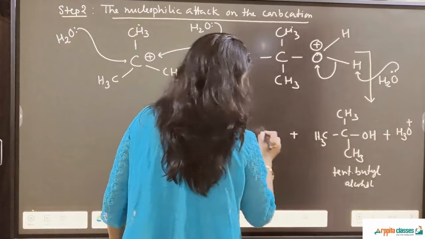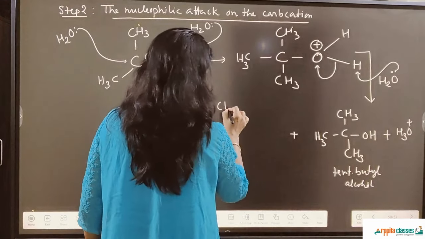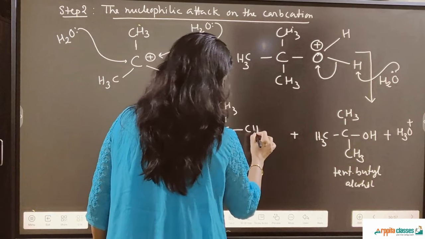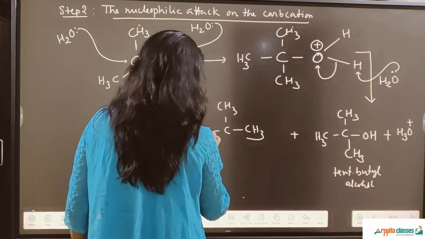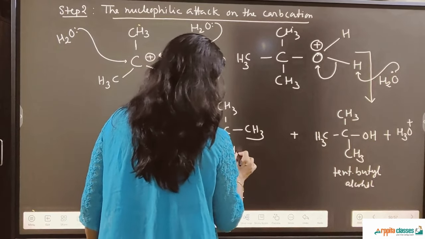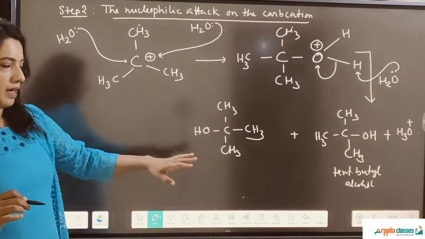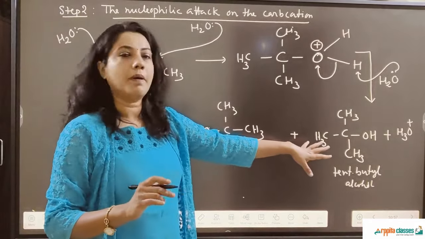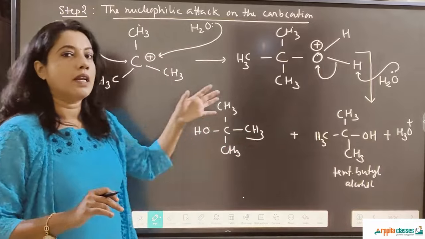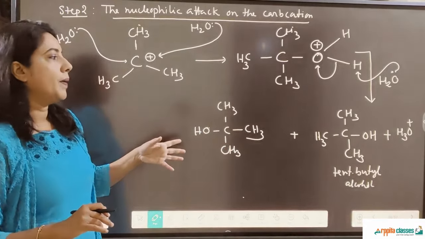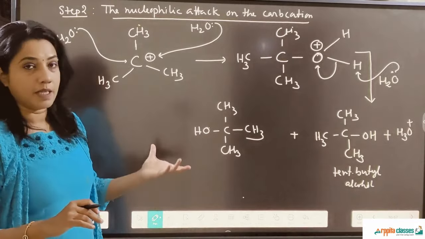So another product is what? CH3, CH3 and OH on this side, and CH3. So these are the two, the same product you get, but one is dextrorotatory and one is levorotatory, and that is why it is called a racemic mixture.